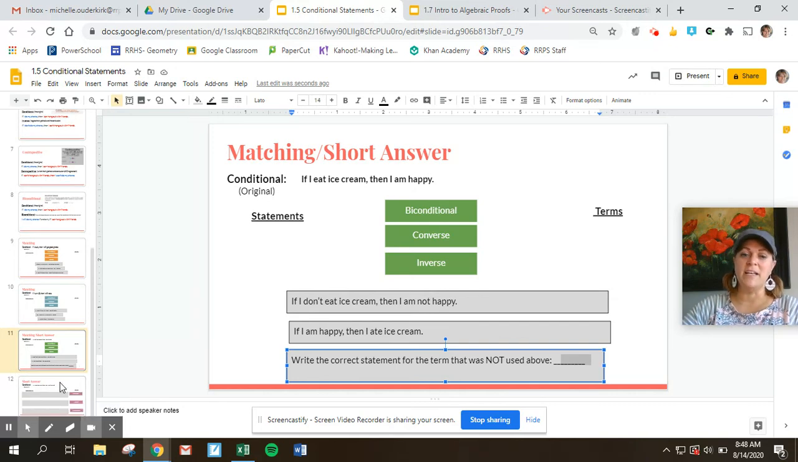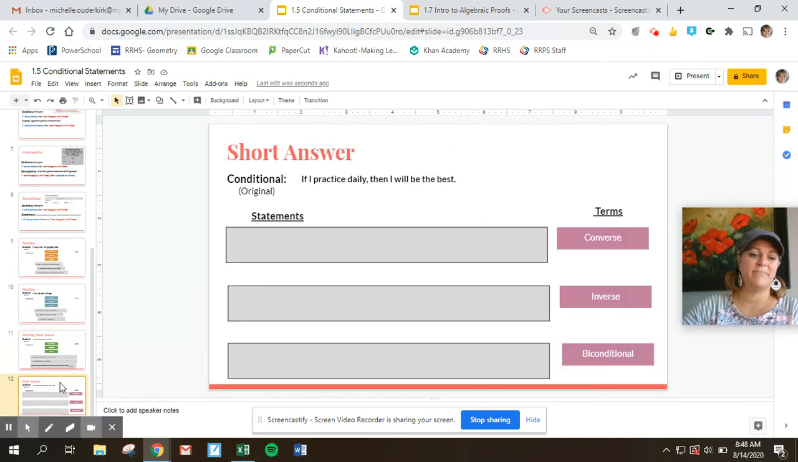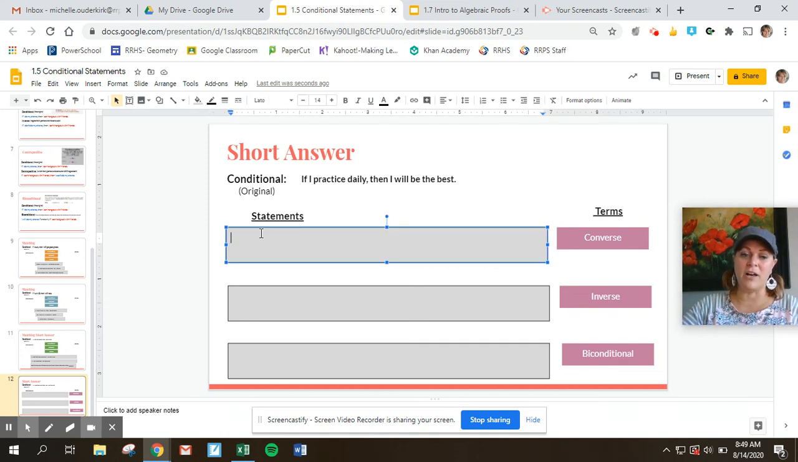All right, let's move on. Short answer with matching. Here's another one. This is just short answer. Progressively through the slides, they're getting more and more difficult, which I'm hoping you can do. So conditional: if I practice daily, then I will be the best. In this case, it doesn't necessarily mean that you actually will be the best. You just have to take the conditional and rearrange them. So here you need to type in the converse, the inverse, and the biconditional to this one conditional. And if you can do all these slides, you are good to go and you fully understand conditionals.